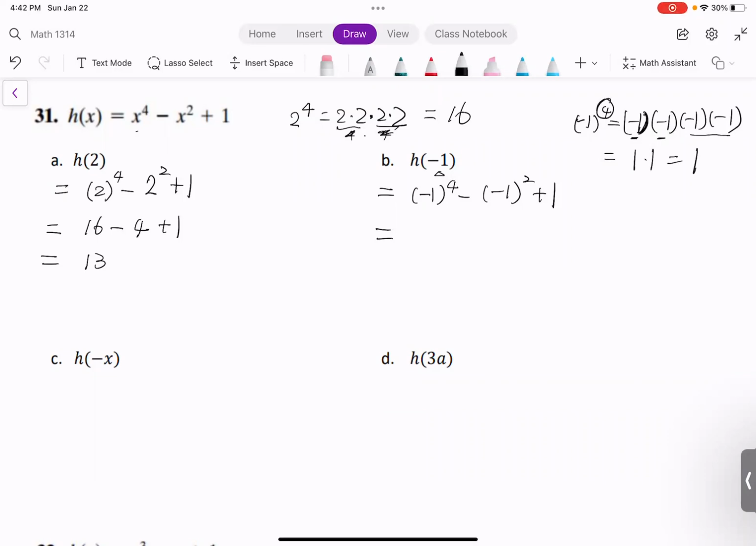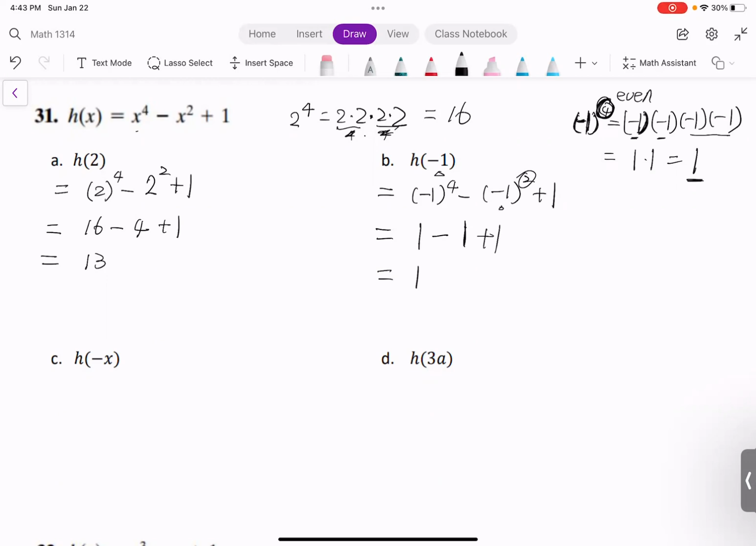So remember that if the power is even and the base is a negative number, I don't care what it is, maybe negative 1/2, negative 24, if it has an even power, the result must be positive. I will show you an example later after solving this. So negative 1 to the fourth is 1, minus negative 1 squared. That's still 1 because the power is even and the base is negative. Plus 1, we have 1 because 1 minus 1 is 0, 0 plus 1 is 1.